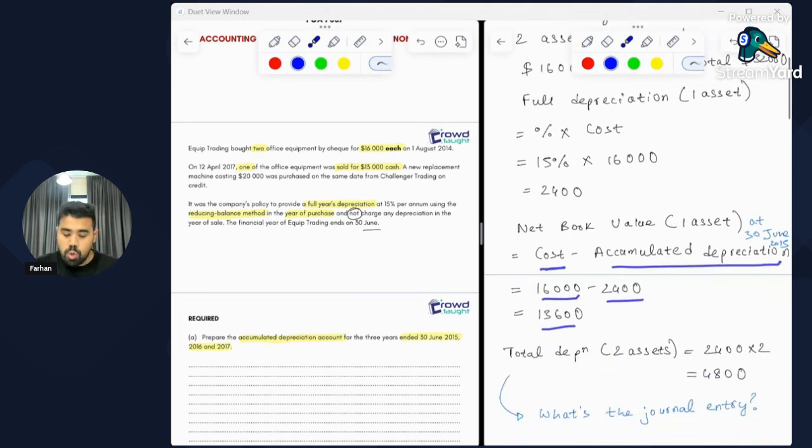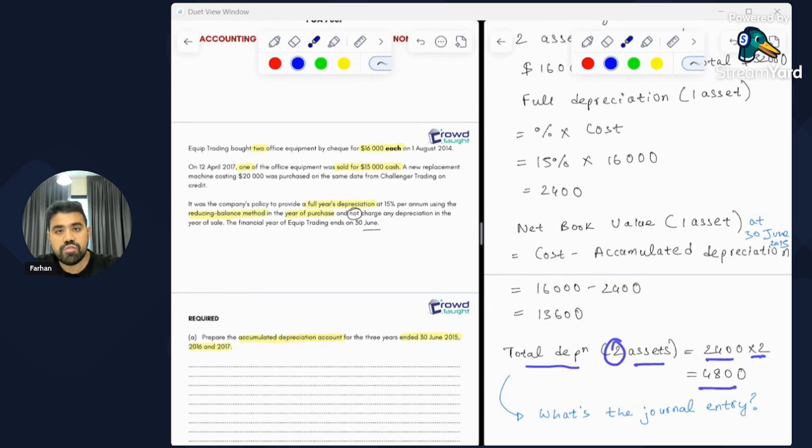Now, we know altogether we have two assets, and each of these assets costs the same $16,000 to start with, which means in the first year, both of these assets should logically have the same depreciation and the same net book value. Make sense? All right. So the total depreciation for both of these assets combined is $2,400, which is the depreciation expense for one of these assets, plus an additional $2,400, which in this case we're multiplying by 2, and that gives us $4,800 as the total depreciation for two assets.